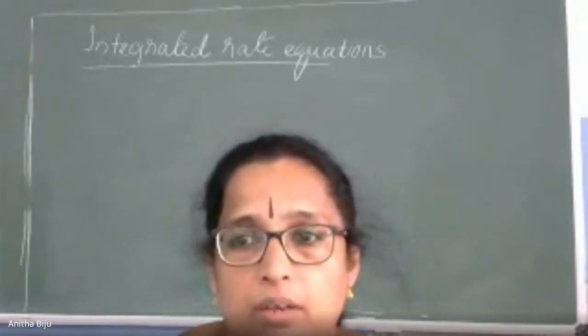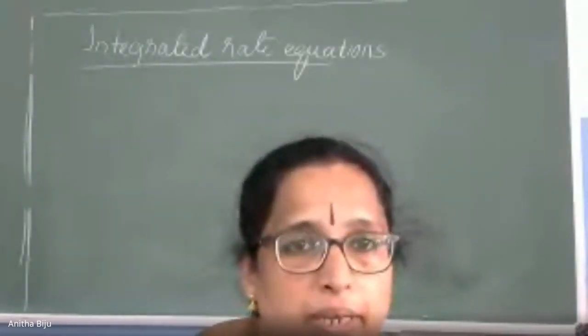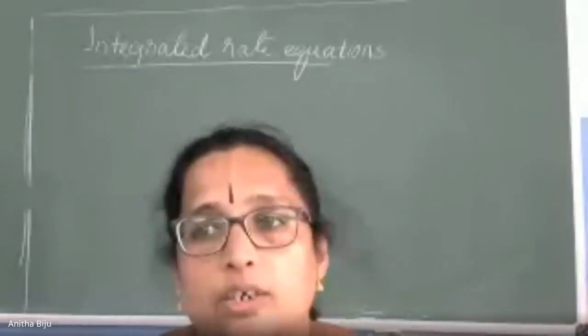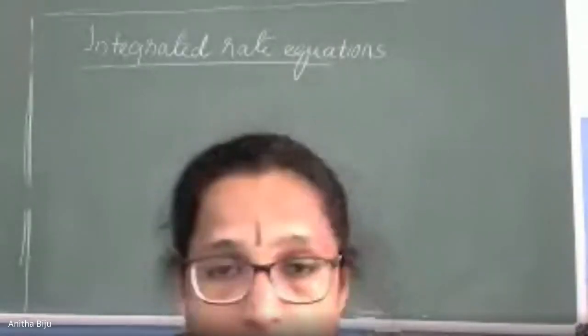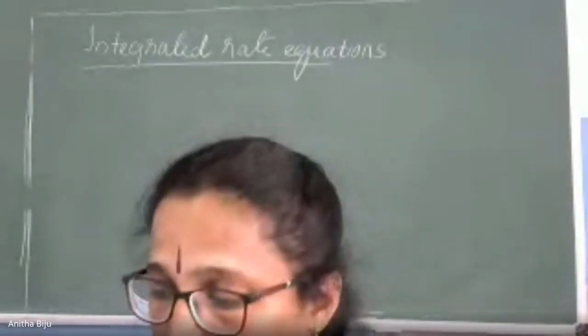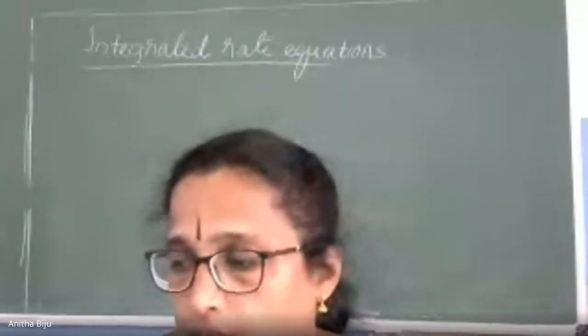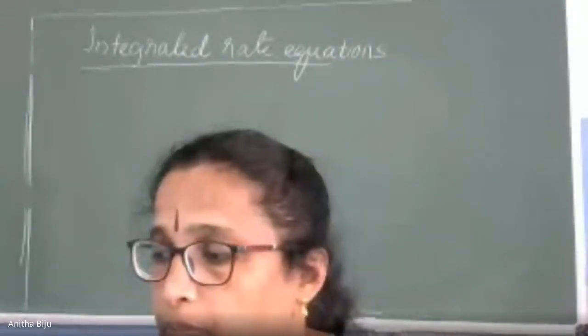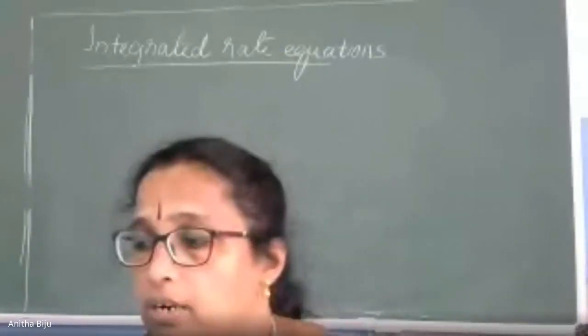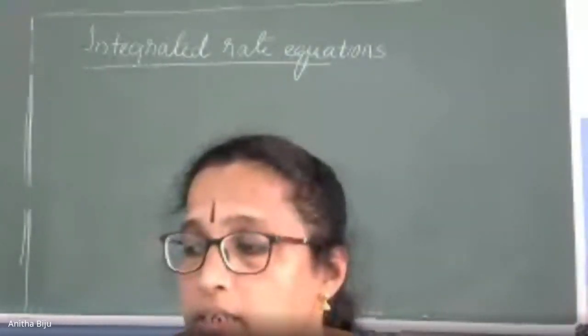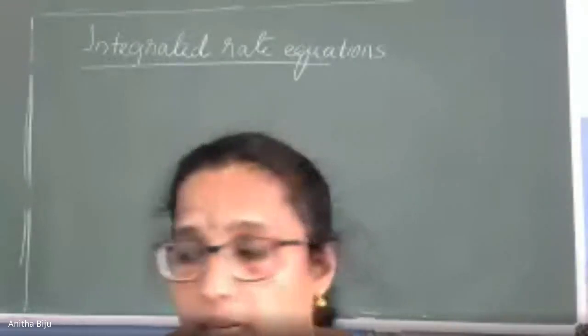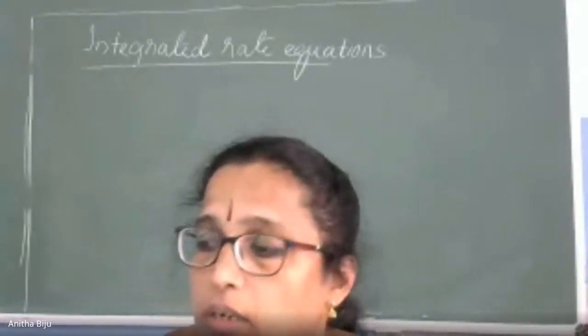Two derivations are there, so I will not apply much mathematics there. I'll try to reduce the mathematics. Minimum I will explain. Okay, minimum. So concentration dependence of rate is called the differential rate equation.